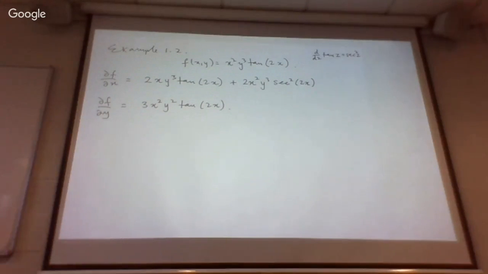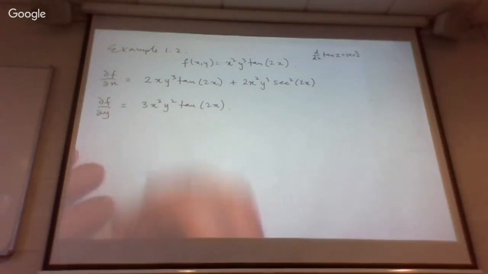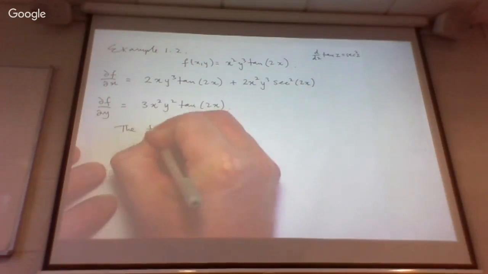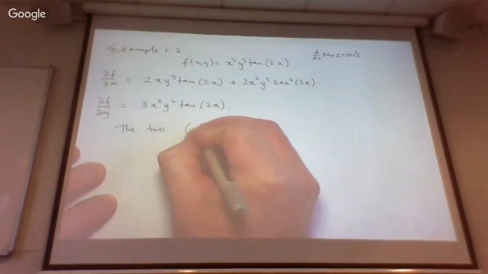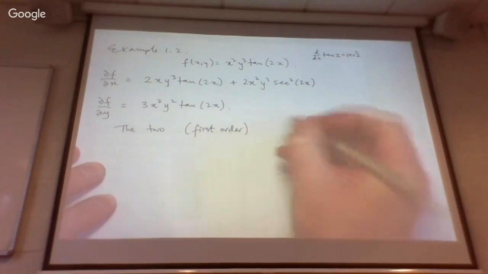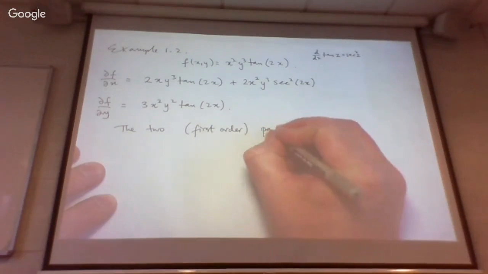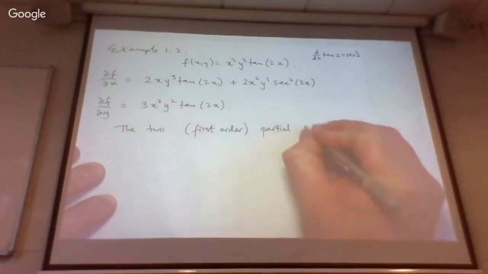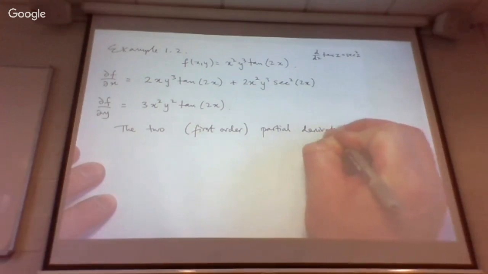So these are the two partial derivatives. I'll put in this phrase here, first order, and we'll see what that means in a moment. They're the two first order, or just the two partial derivatives of f.